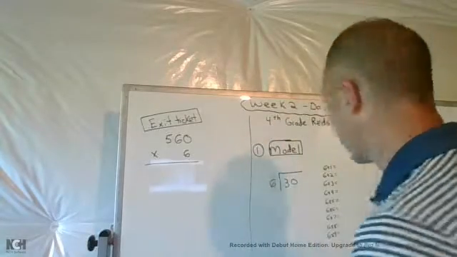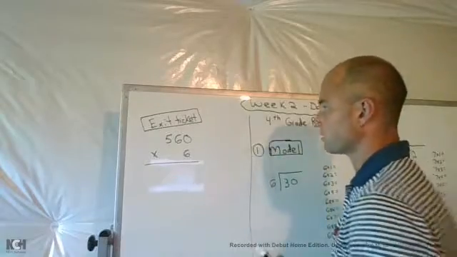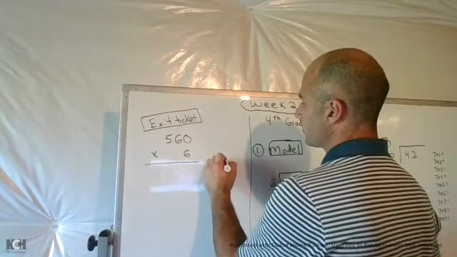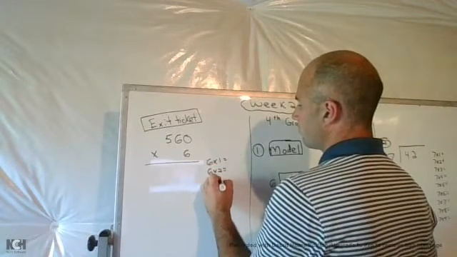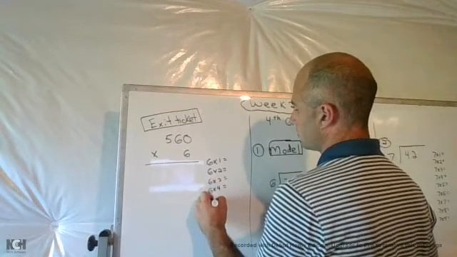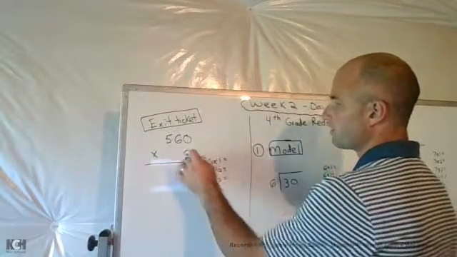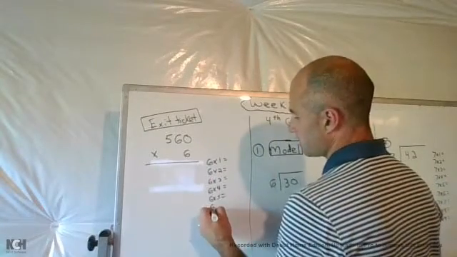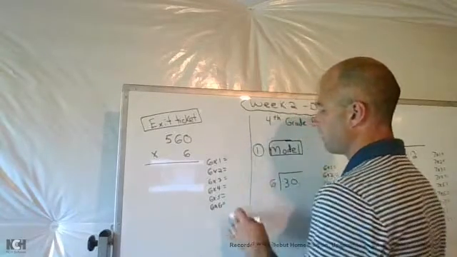Let's get started with Thursday's exit ticket, which was day 3 of last week. We have 560 times 6. I'm going to do my 6 times tables here just to make sure I don't make a multiplication mistake at all. We have to go up to 6 times 6, because that's the highest factor we need. So we'll go 6 times 6 as our greatest factors and find that product.